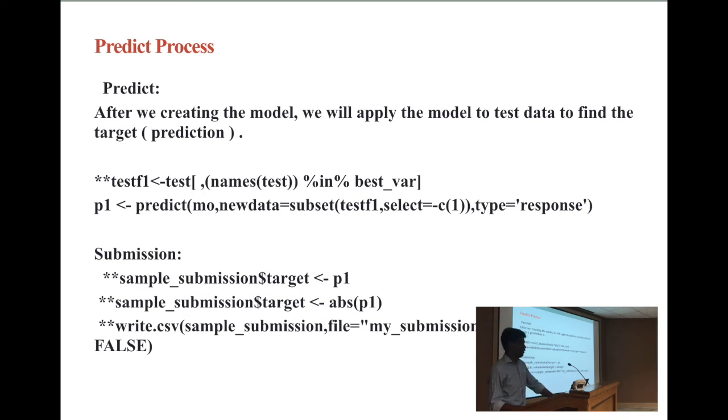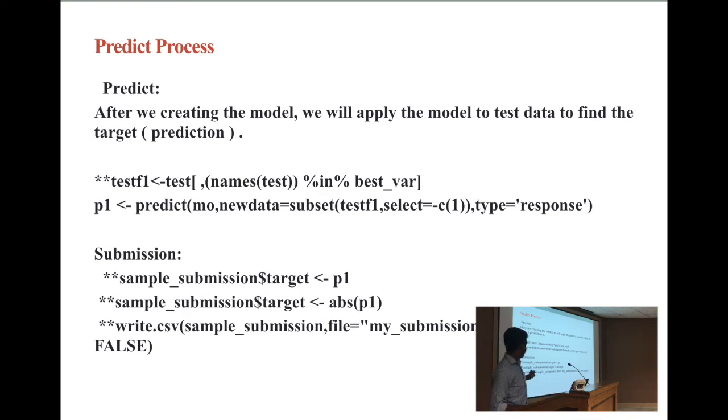Otherwise it usually gives some percentage of values for each and every column. But I chose response for numerical value, so I give type equal to response. After I found the P1 value, I use a sample submission, where I already found the target value. The submission data set contains ID and target, so the target value has to be replaced. The sample submissions are already given by Kaggle, Santander bank. We just replace the target value by our predicted value P1.